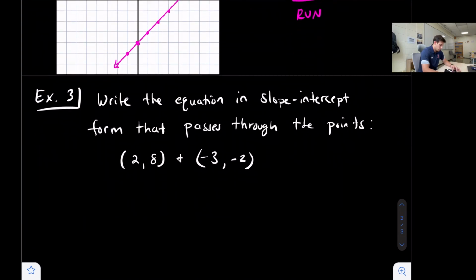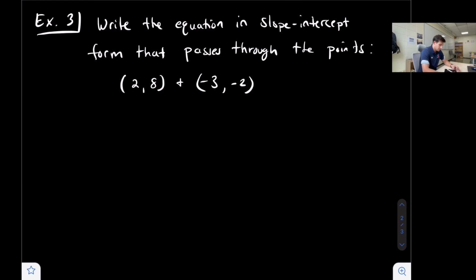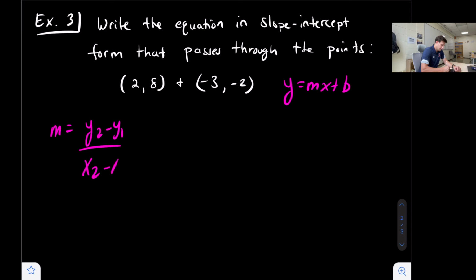The last example we're going to do, we are going to take 2 points and we're going to write the equation in slope-intercept form that passes through these 2 points. So remember, we want to write this in slope-intercept form. So this is kind of a 2-step process. The first thing we want to do is find m. So to find m, we can use our slope formula, like we learned in a previous video, where we do m equals y sub 2 minus y sub 1 over x sub 2 minus x sub 1, or the difference in our y coordinates divided by the difference in our x coordinates.